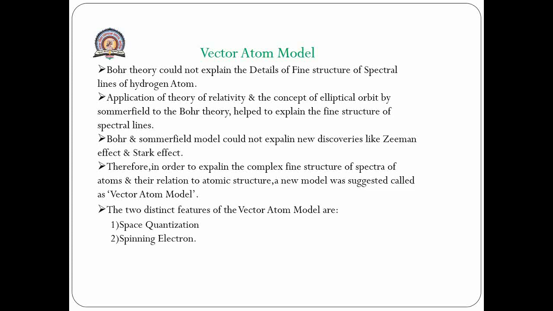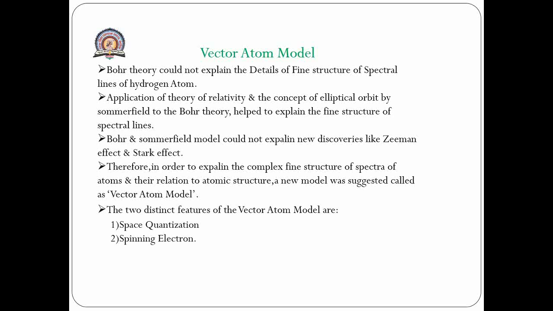Zeeman was the scientist who explained the splitting of spectral lines in various shells or subshells. That is, how the spectral lines are split in various shells or subshells could be explained by Zeeman. Therefore, in order to overcome all these drawbacks of the Bohr-Sommerfeld theory, a new model was invented, called the vector atom model.